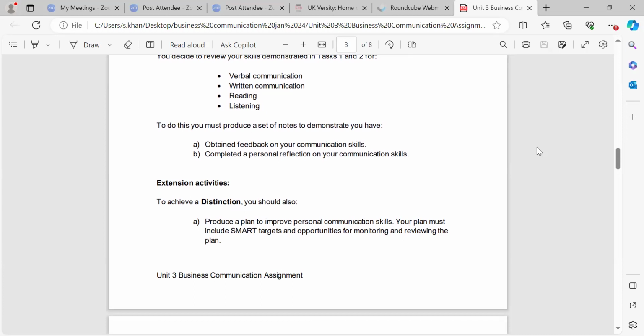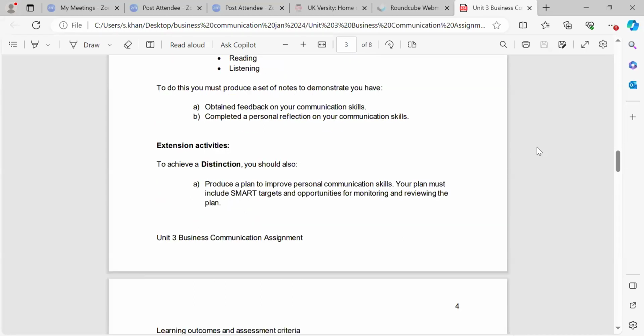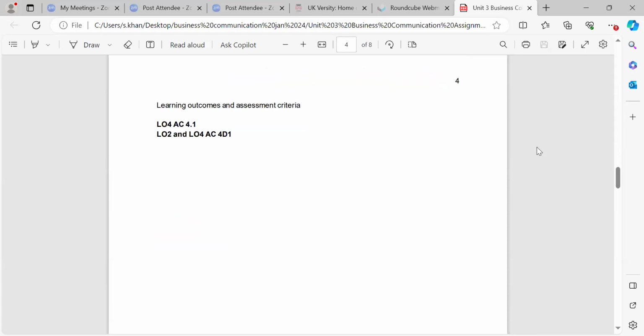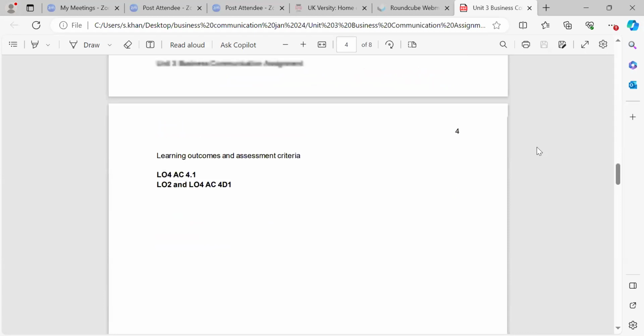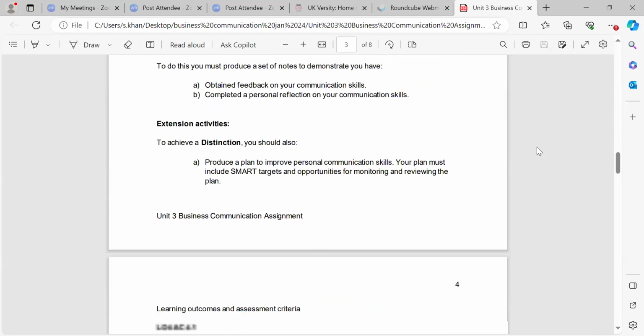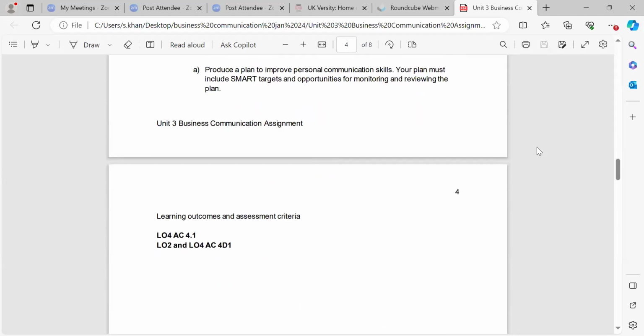So the SMART targets we looked at in learning outcome 4, which are specific, measurable, achievable, relevant, and time-bound. So you should be looking at them to achieve a distinction. This assessment's assessment criteria are learning outcome 4, AC 4.1, learning outcome 2, and learning outcome 4, AC 4D1. So there are 3 tasks for you to do in there. The ones you will be doing are task 1, 2, and 3, and there are subsections A, B, C between those tasks.